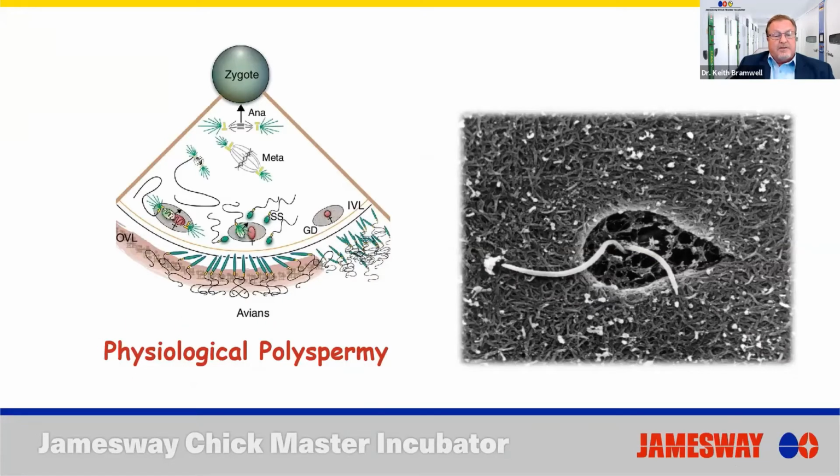One thing that's different in the avian system as opposed to the mammalian system is we can have physiological polyspermy, meaning we can have more than one sperm pass through the perivitelline layer, which is analogous to the zona pellucida. In the mammalian system, that would be pathological polyspermy. You get two sperm in, then there's death of the developing egg and embryo. We don't have that in the avian system.